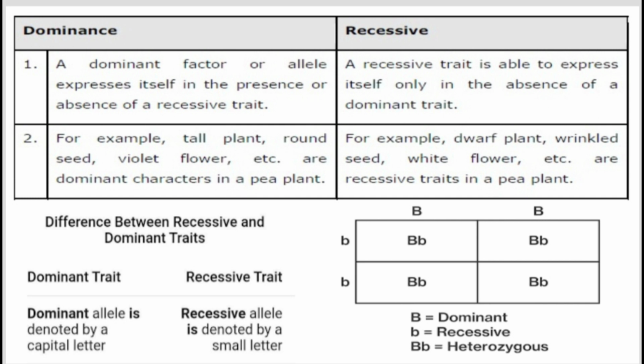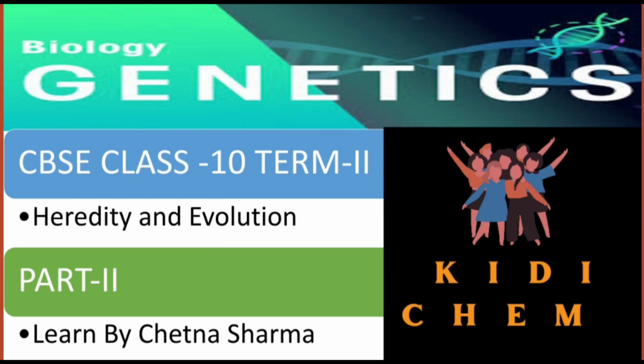Let's read their properties, dominance and recessiveness. A dominant factor or allele expresses itself in the presence or absence of a recessive trait. Dominant alleles are always expressed, but a recessive trait is able to express only if the dominant trait is not present, or in the absence of a dominant trait. For example, we are going to learn about all this in this video.